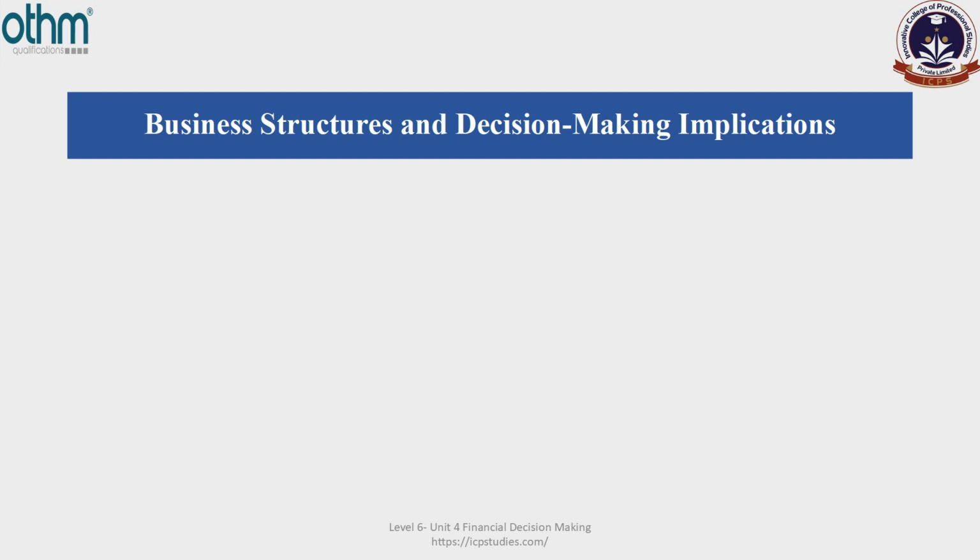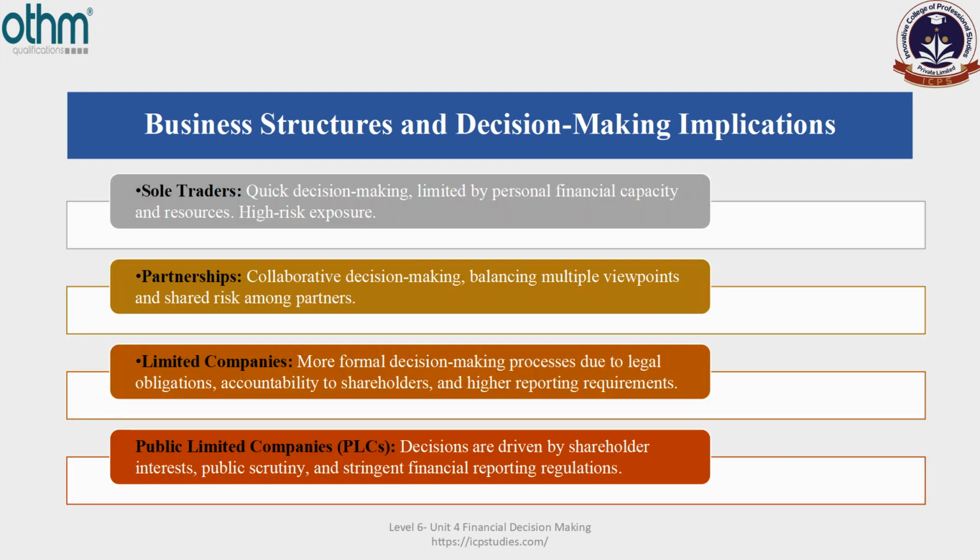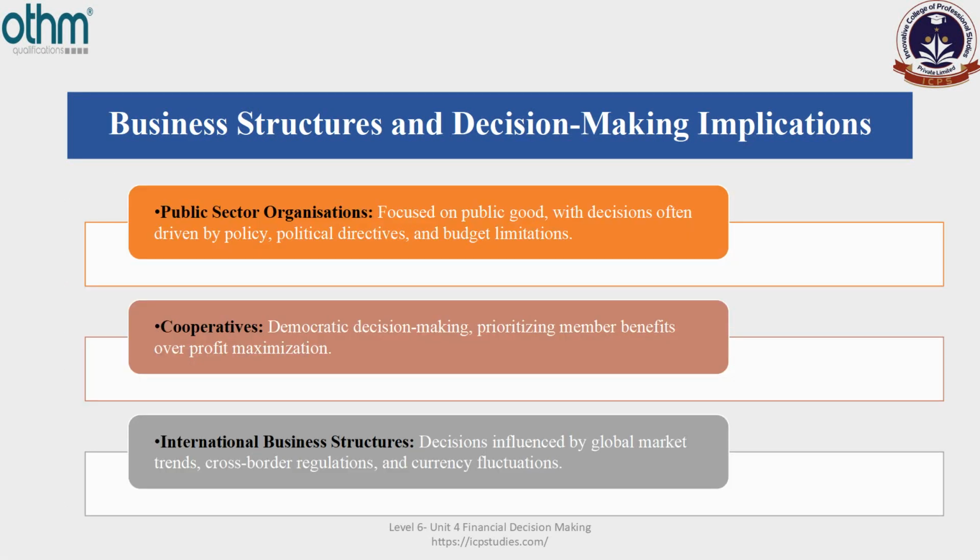Now we have some business structures. First, we have the sole trader, which means there is quick decision making, limited by personal financial capacity and resources. Then we have partnership, which means collaborative decision making balancing multiple viewpoints. Then we have limited companies, which means a more formal decision making process due to legal obligations. Then we have public limited companies, which means decisions are driven by shareholder interest, public security, and stringent financial reporting regulations.